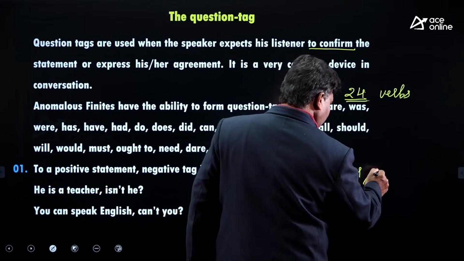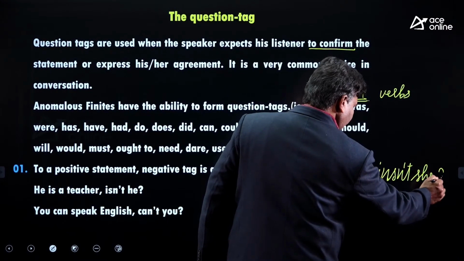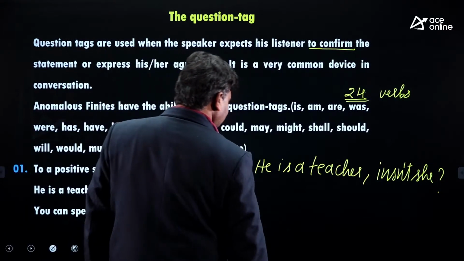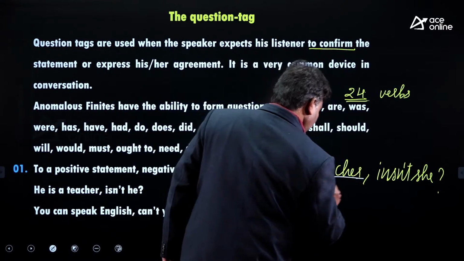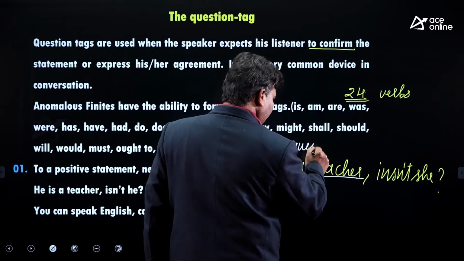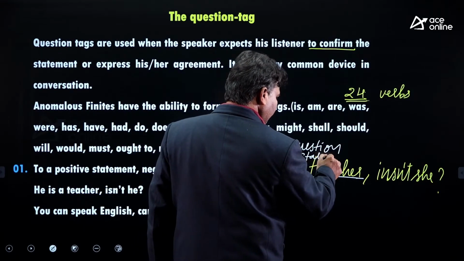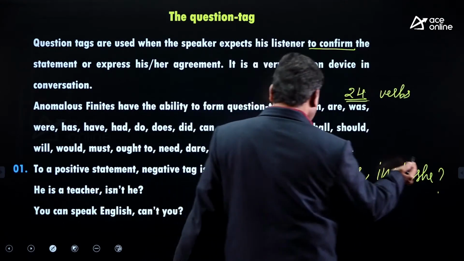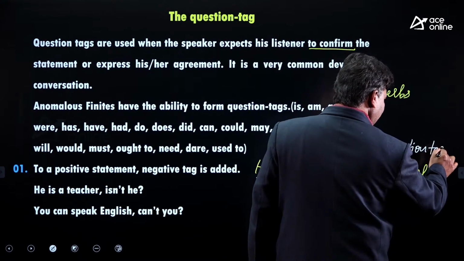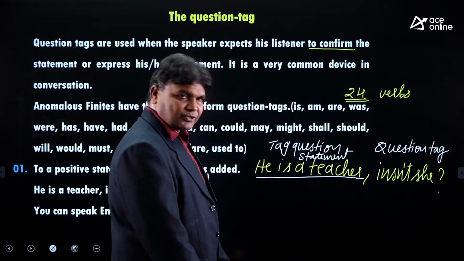He is a teacher, comma, isn't she? First of all, let me explain the concept of this sentence, students. This portion is called tag question, or this is also called statement. And this portion is called question tag. So this is tag question or statement, and that is question tag, students.